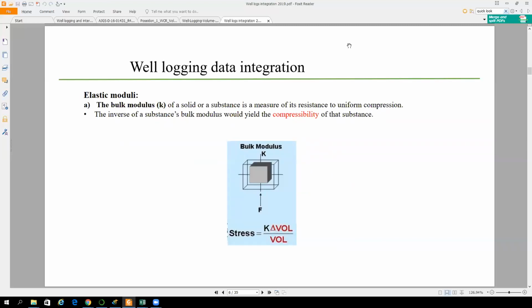Firstly, we will go to the first elastic modulus, which is the bulk modulus. The bulk modulus is nothing but a measure of the body or the material's resistance to uniform compression. So if we apply uniform compression on the material, it will respond and be deformed. How much this material is deformed is defined by its bulk modulus. And the inverse of the bulk modulus gives us the compressibility, or how compressible the material is.